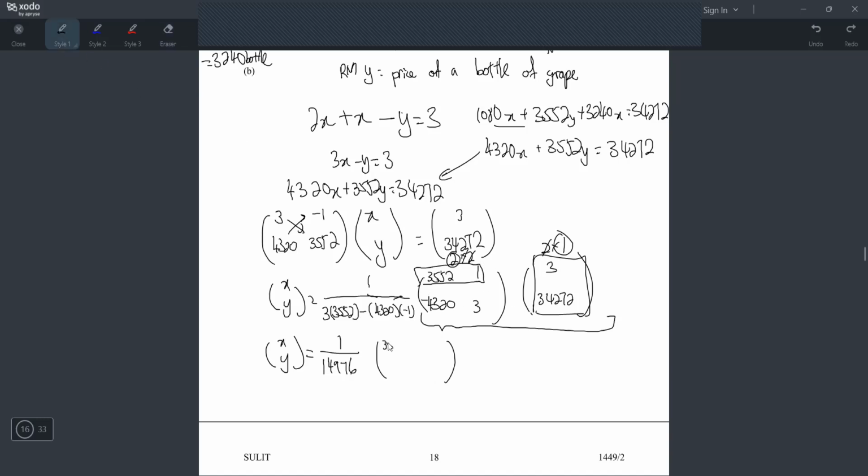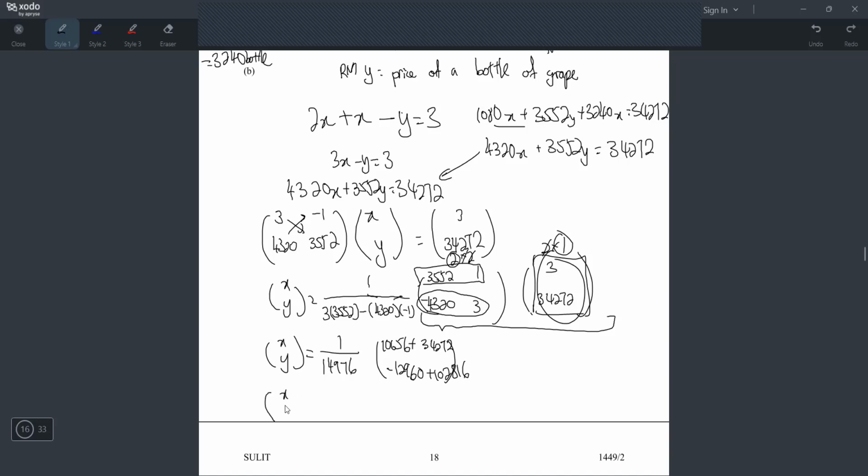So 3552 times 3. But I think I can straight away use the calculator. What is 3552 times 3? Let's press. Okay, the calculator gives me 10656. And then what about 1 times 34272? 34272. And in the middle, nothing there means plus. Now repeat the process, but this time it's the next row, but still the first column. So negative 4320 times 3. Press calculator, 12960. And then 3 times 34272. My calculator gives me 102816. Don't forget, if there's nothing in between, it means plus.